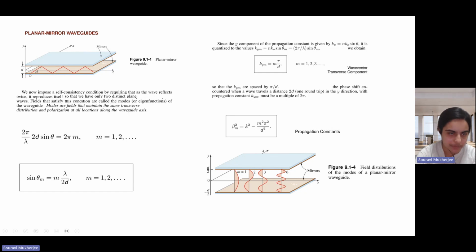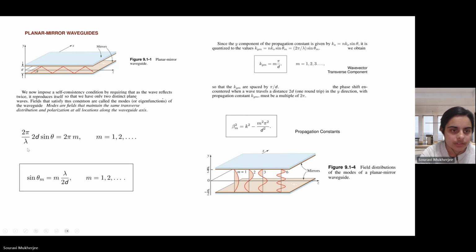So this point and this point, the waves that are emanating here and the waves that we get here, they are the same. So the waves reproduce themselves after two reflections at these two surfaces. If that happens, then the wave remains unattenuated and gets transmitted without any distortion. So the fields that satisfy this condition are called modes. Modes are fields that maintain the same transverse distribution and polarization at all locations along the waveguide axis.